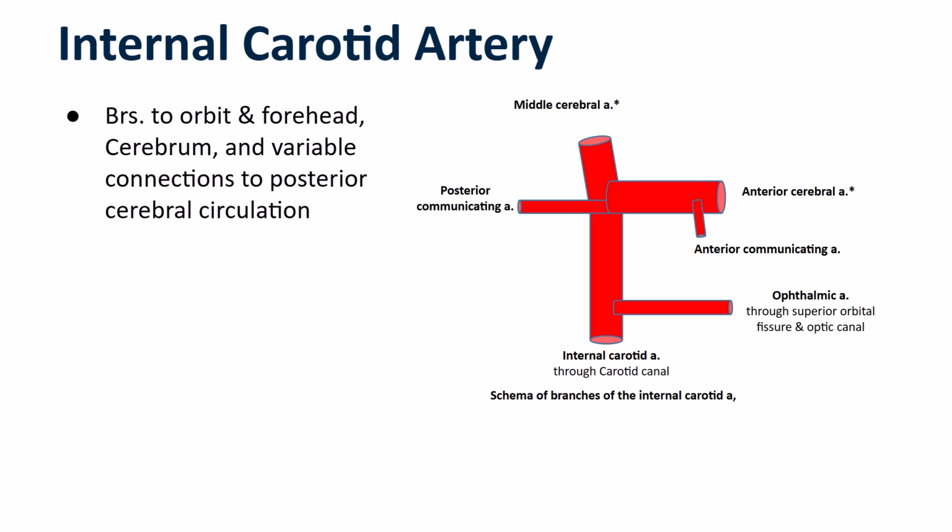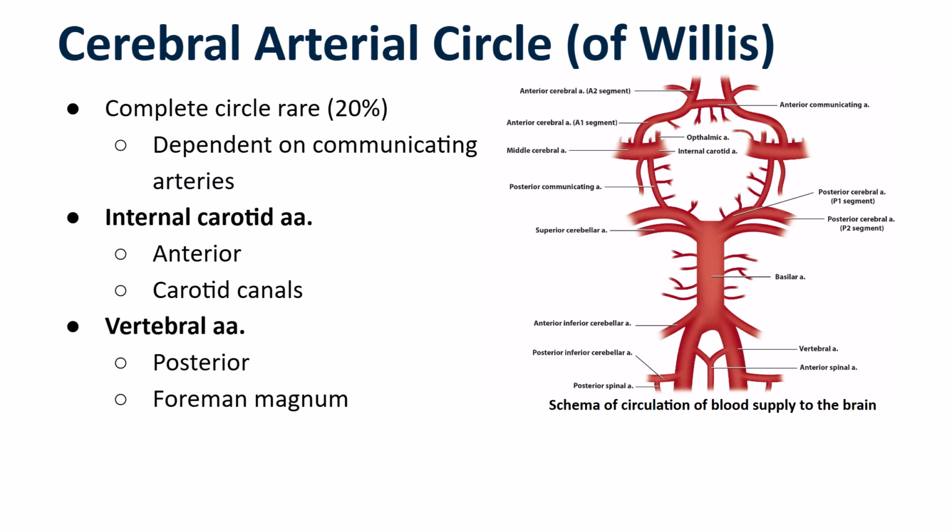The internal carotid artery passes through the carotid canal of the cranium. It has several branches. So anterior is over here, posterior over here. It has a branch called the ophthalmic, which is supplying the orbit as well as the forehead with blood. And then all of the remaining branches are going to be one of the major sources of blood to the brain, as we'll see. So let's take a look at the cerebral arterial circle, sometimes called the circle of Willis.